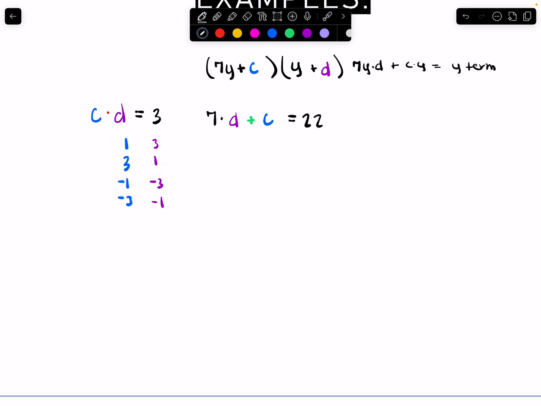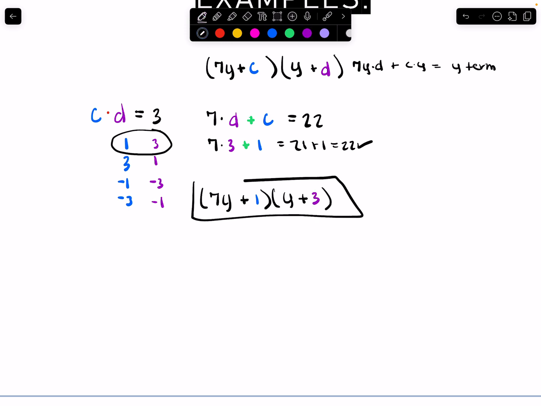Okay, then let's see which one of these is going to satisfy what else we need, which is that this adds to give us 22. So 7 times 3 plus 1 is 21 plus 1. Oh, hey, that's 22. We immediately found it. So C must be 1, D must be 3, so this will factor into 7y plus 1 times y plus 3.